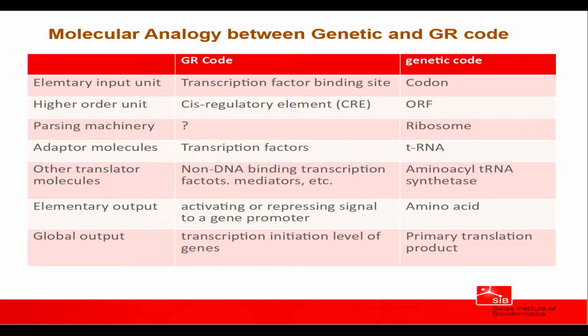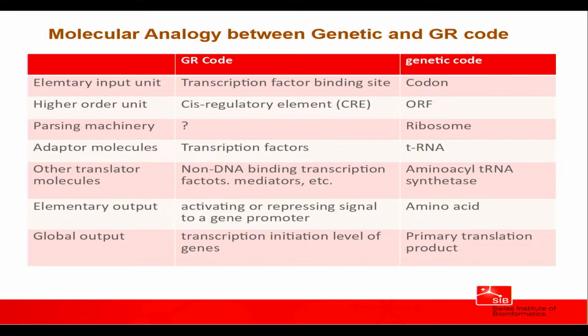Now I start to develop my analogy between the genetic and the gene regulatory code. I'm not going to explicitly repeat the elements of the genetic code. So the elementary input unit of the GR code are transcription factor binding sites. There are higher order units, cis regulatory elements. They would correspond to an open reading frame in the genetic code.